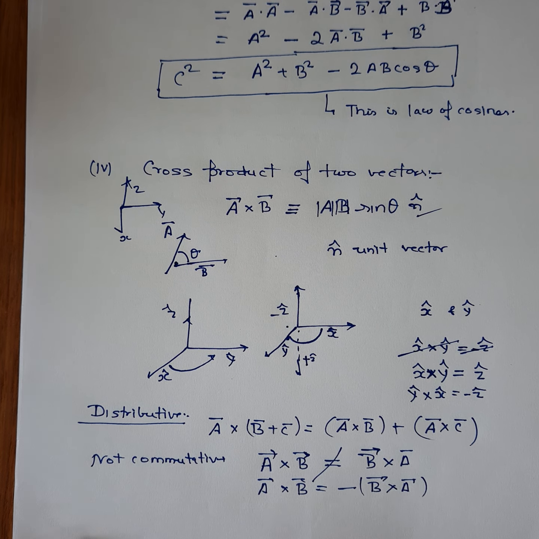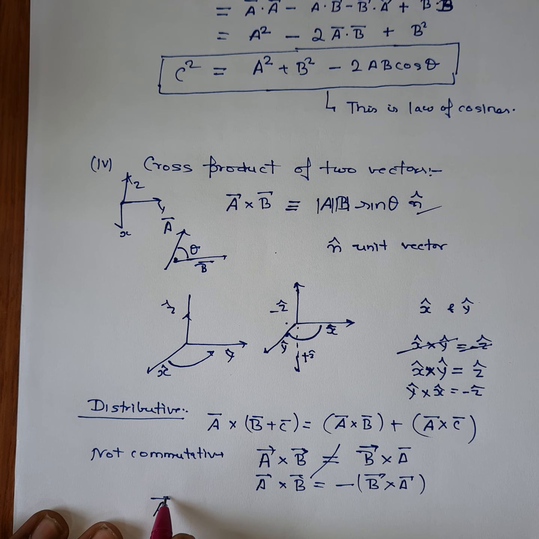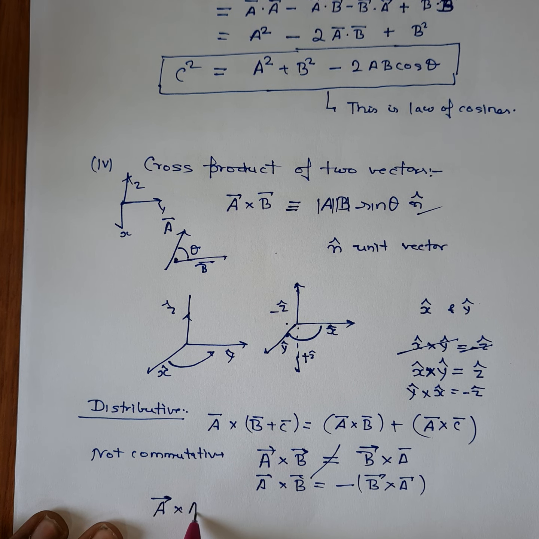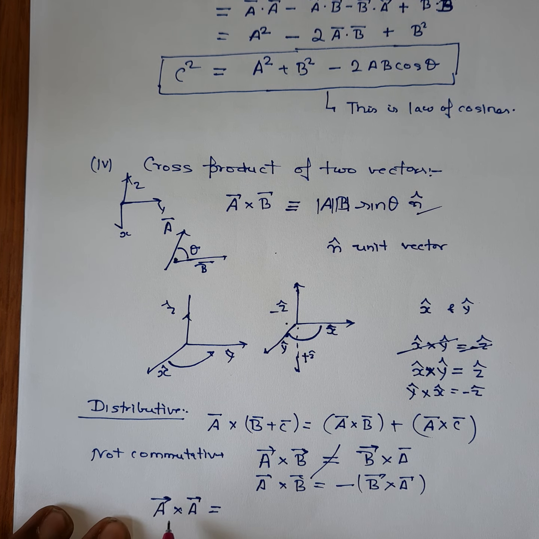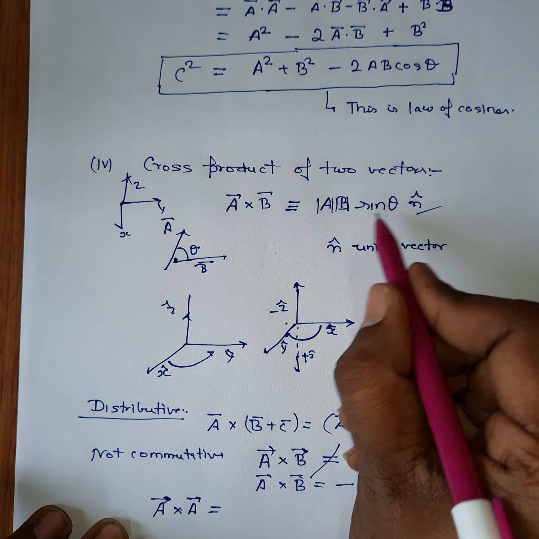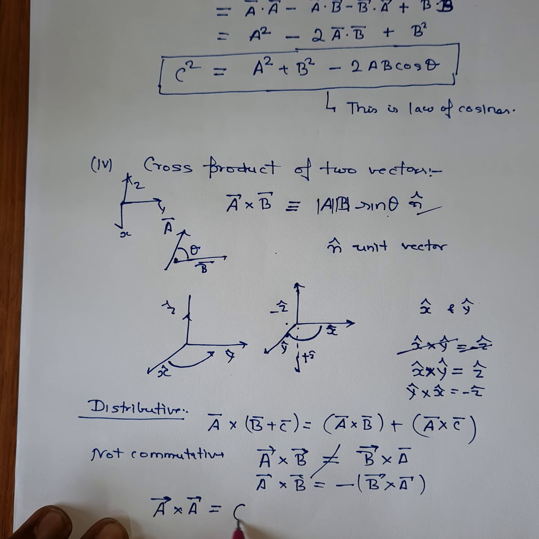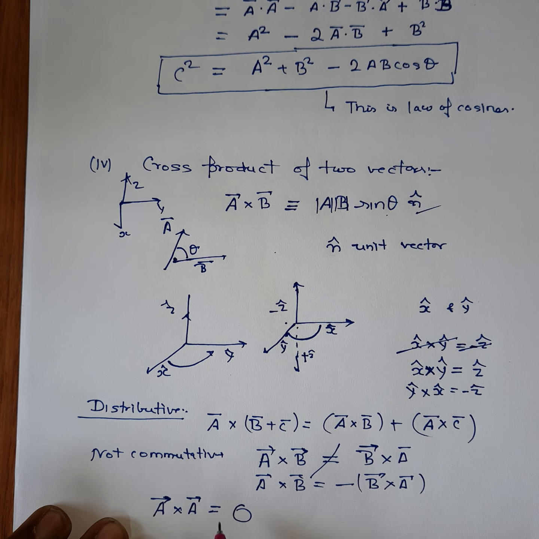Again, if you take two parallel vectors, then the angle between them will be 0. So according to the definition of the cross product, it will give you 0. So you can say if two vectors are parallel, their cross product is 0.